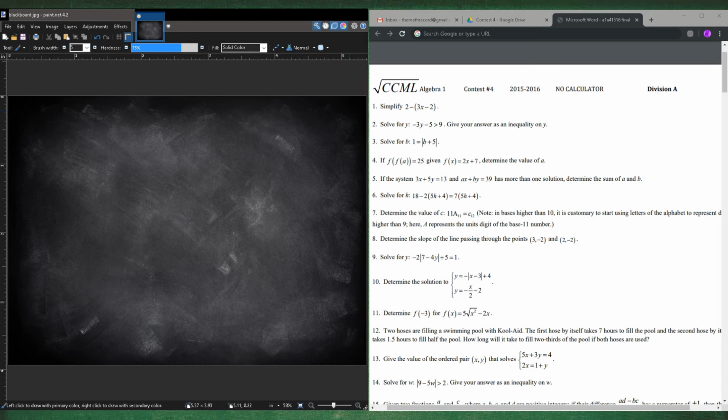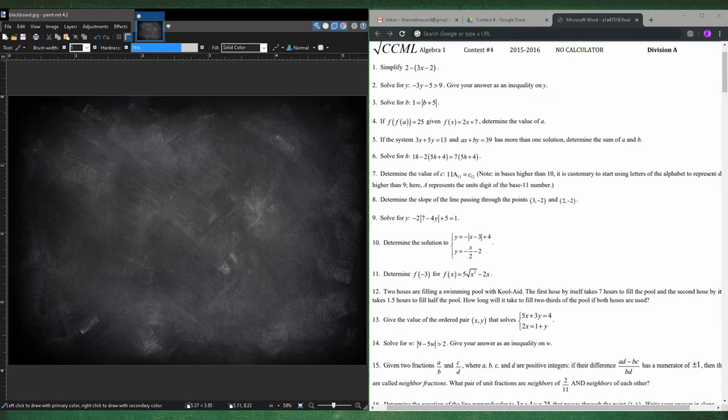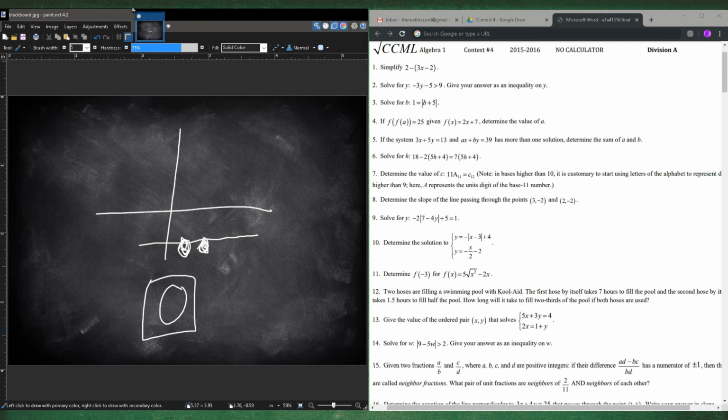Number 8. Determine the slope of the line passing through (3, -2) and (2, -2). So you have (3, -2), right down here, and then you have (2, -2). Since they have the same y-coordinate, that means the slope is 0, because it's going to be a horizontal line.